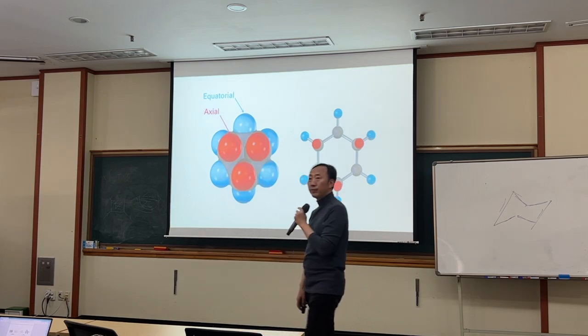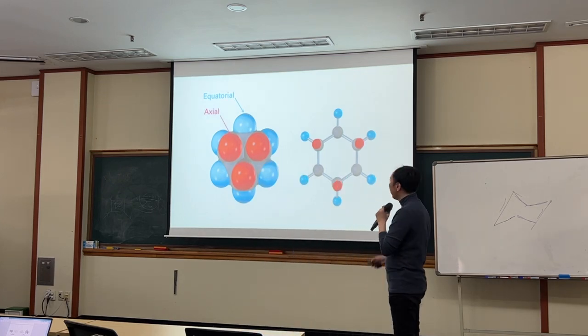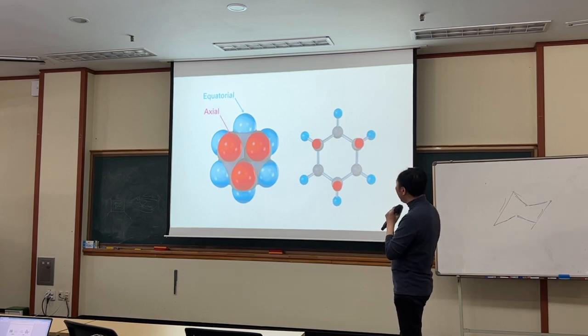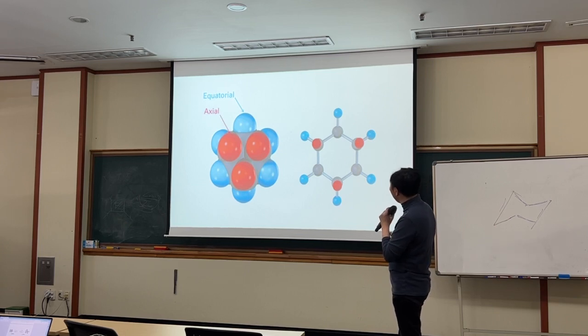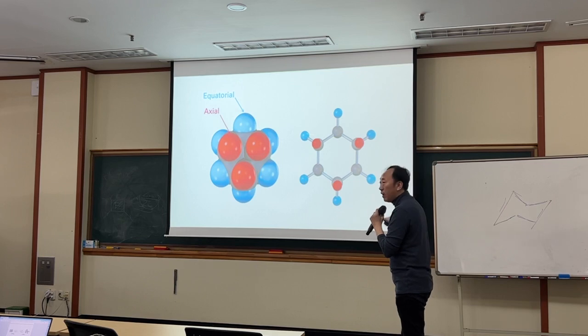How about this? Now we look at this 6-membered ring from the top. This is the 6-membered ring, and then 3 hydrogens are coming up here, and the other 3 here go down.